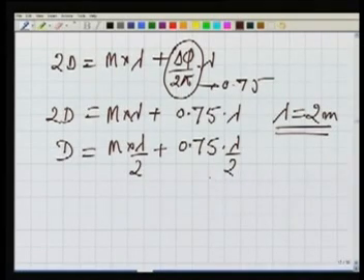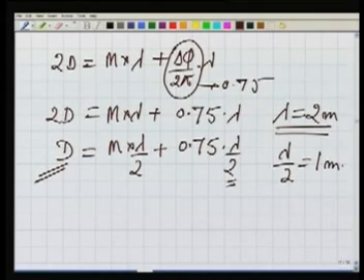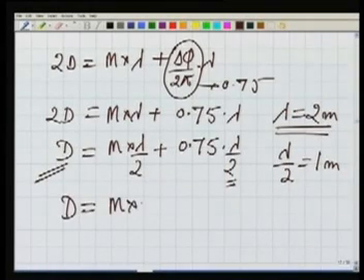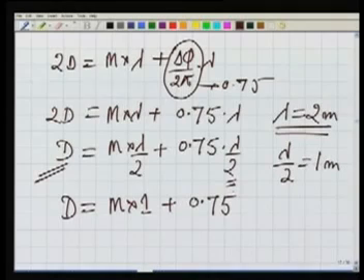Very often you will find this lambda by 2, because for this D we are measuring it in terms of lambda by 2. This is why this lambda by 2 is many times called the unit length. Now here the lambda by 2 will be 1 meter in this example. So, you can write our D as m into 1 plus again 0.75. So, that is our distance.